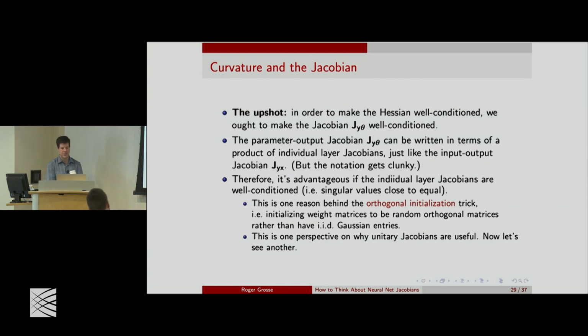And so this is one motivation behind a trick, basically orthogonal initialization. So rather than sampling the weight matrices as IID Gaussians for all the entries, you can sample them as orthogonal matrices, and the Jacobian for the linear part will then be unitary. So all the singular values will be unit norm. All the singular values will be 1. Right, so that's one perspective on why Jacobians are useful for optimization.